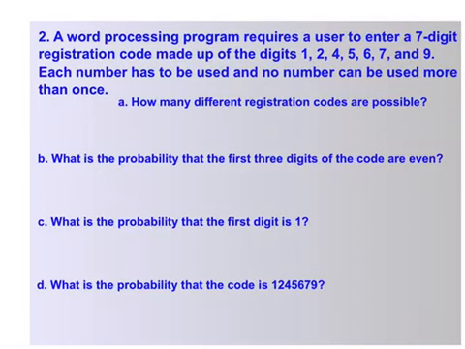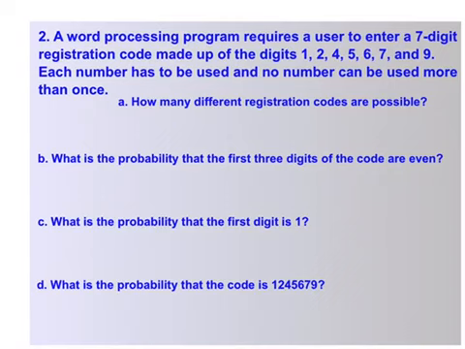Let's go ahead and look at example number 2 here. I have a word processing program that requires a user to enter a 7-digit registration code made up of the digits 1, 2, 4, 5, 6, 7, and 9. Each number has to be used, and no number can be used more than once. Part A asks how many different registration codes are possible. So we want to figure out how many total codes are possible.